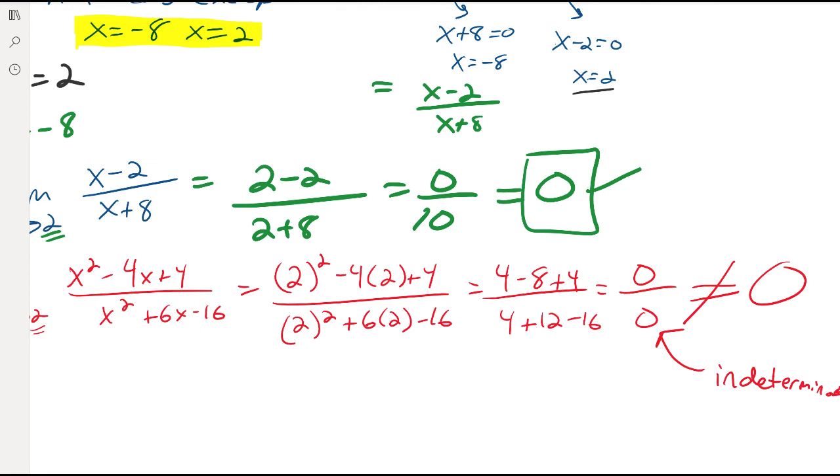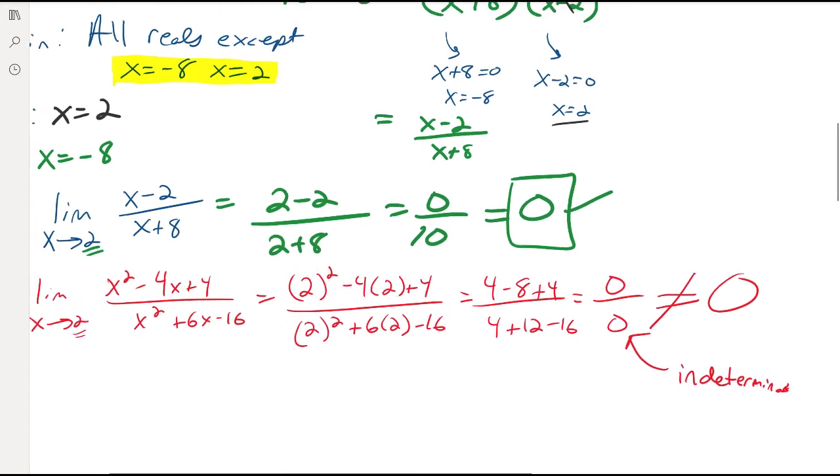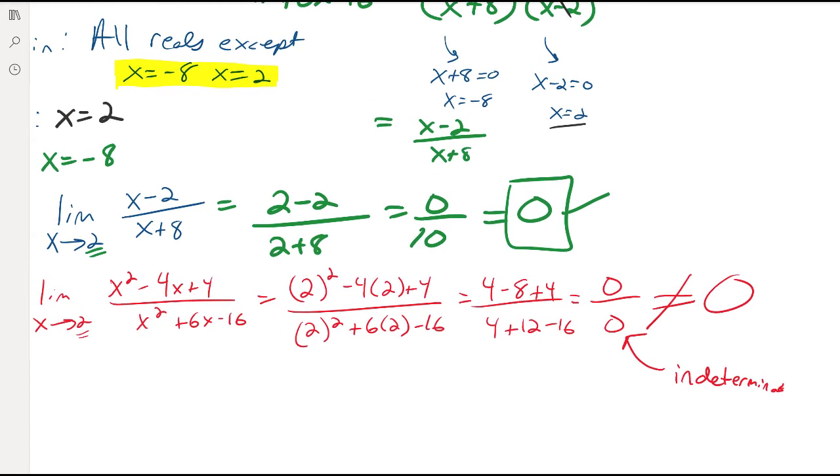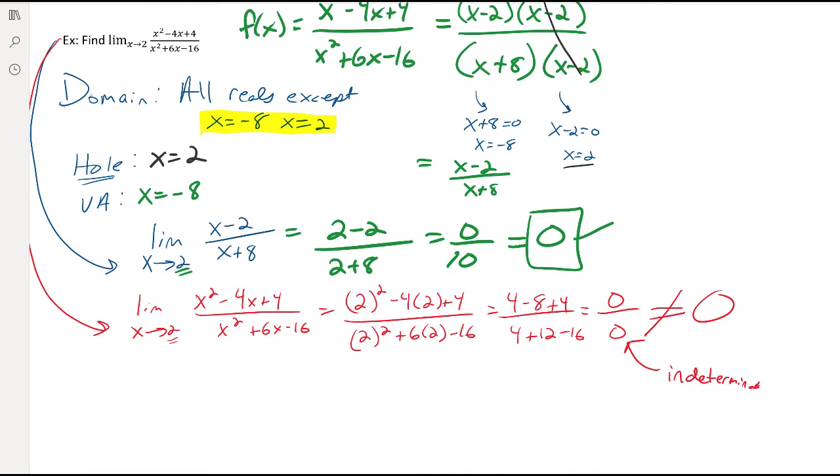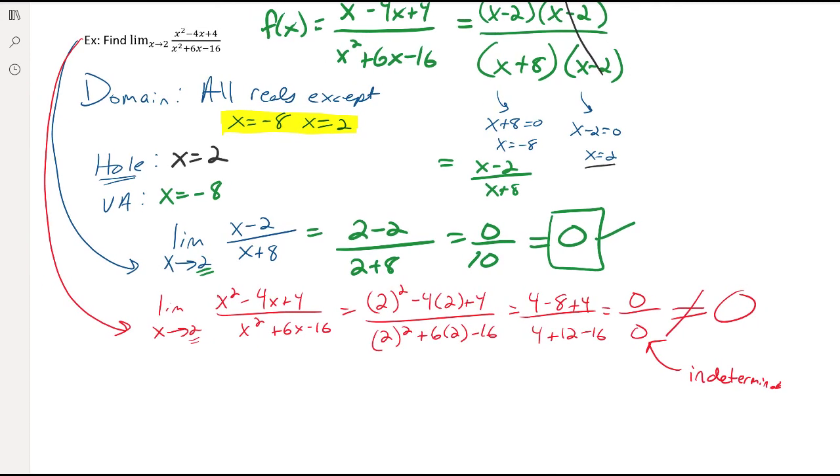So when you get to 0 over 0, you cannot automatically say that that limit is 0, or automatically say the limit does not exist. Okay, that's when you have to factor and do some additional work. All right, here we go. And just for the sake of completeness, let me show you what happens. One more. What if instead we wanted to know the limit as x approached negative 8, that vertical asymptote?